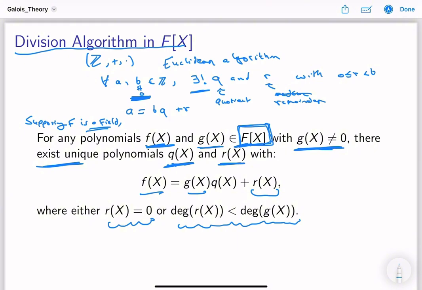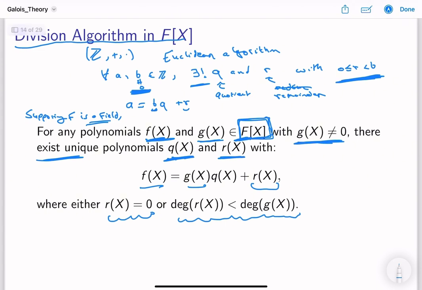So just observe here, the distinction is that the Euclidean function, so to speak, is different. Here we're talking about numbers, and we're requiring that the remainder has a smaller magnitude than the thing we're dividing by. Here, to make a similar notion, we can't say a polynomial is less than another polynomial. What we're going to say is that the degree of the remainder is less than the degree of the thing we're dividing by.